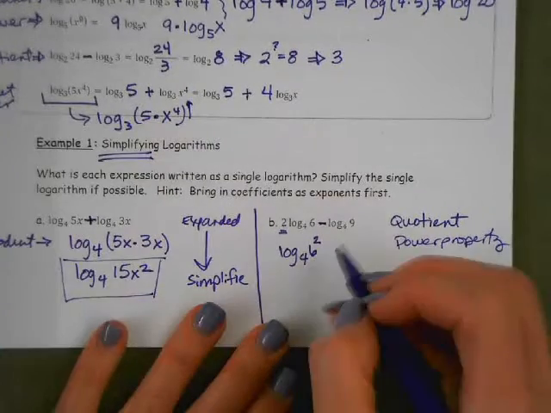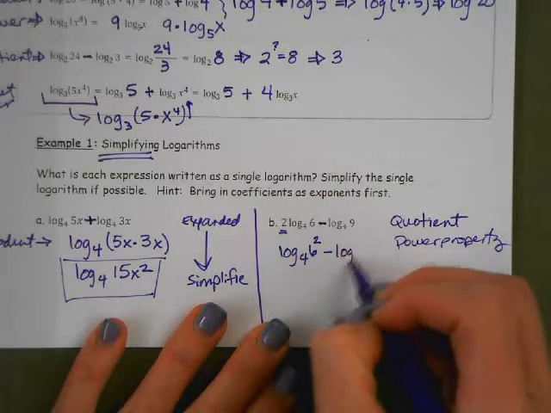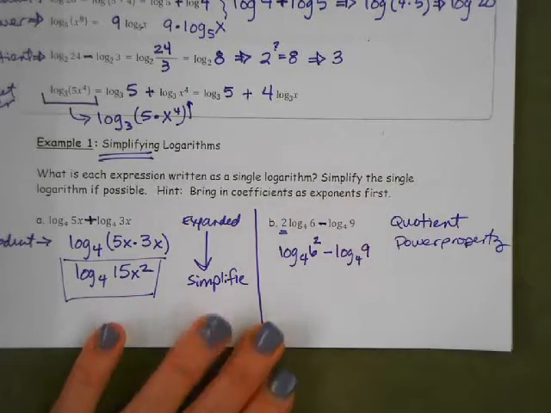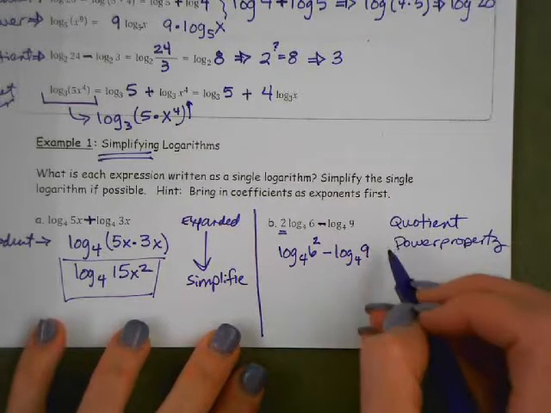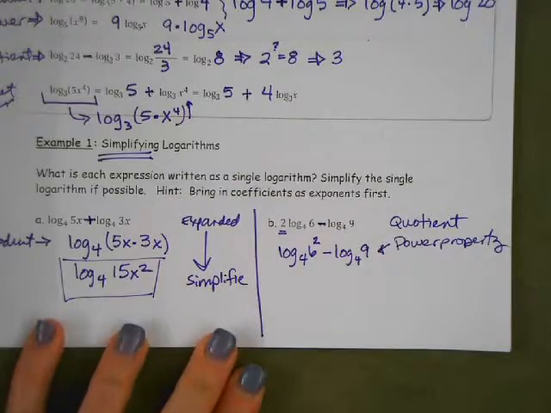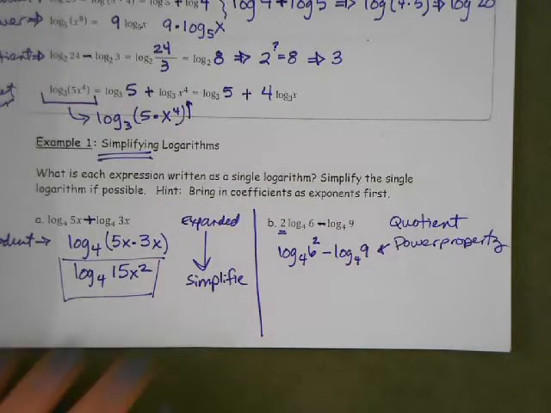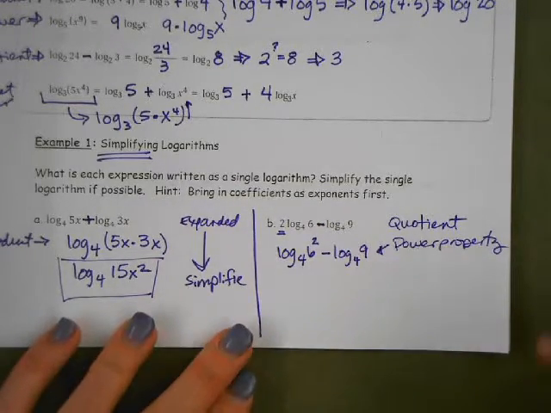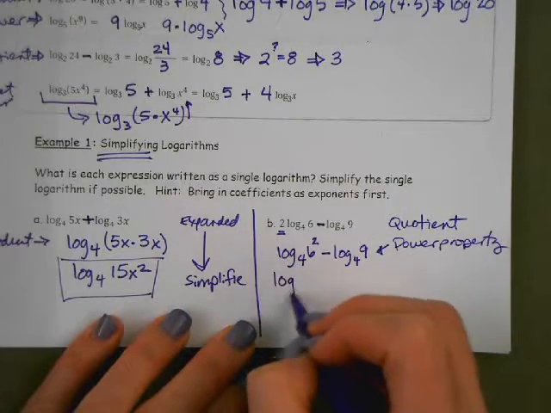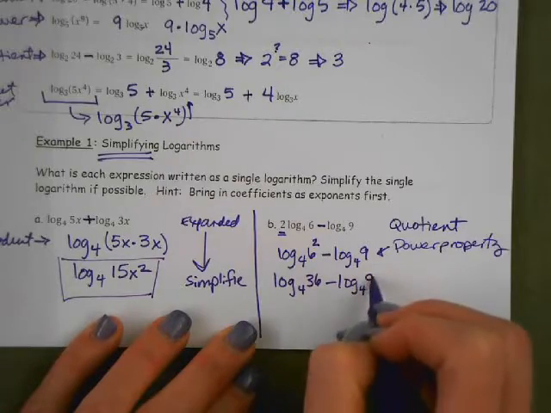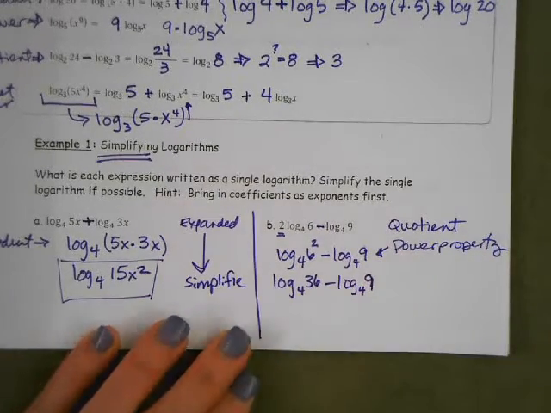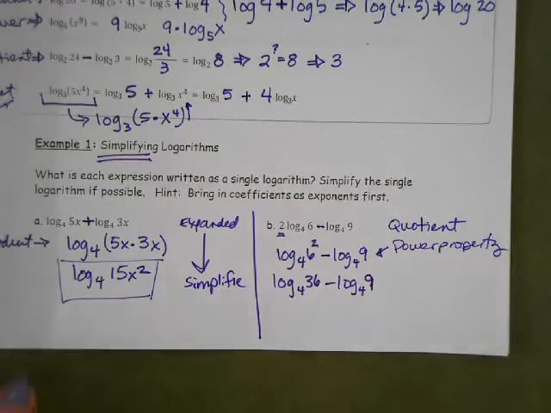Okay, and then go ahead and finish writing the log base 4 of 9. Okay? So you want to do the power property first. Do we know what 6 squared is? 36. It is 36. So you could just rewrite this as log base 4 of 36 minus log base 4 of 9. Okay. So then what does the quotient property tell us?